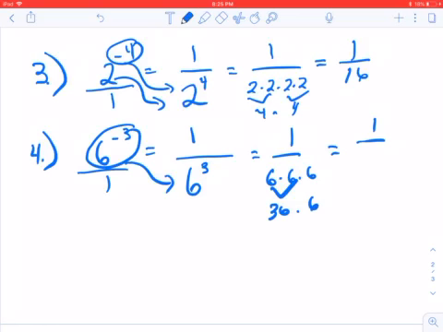Sorry, I can't think right now. I've got to actually use my calculator. So 36 times 6 is 216. So 1 over 216.